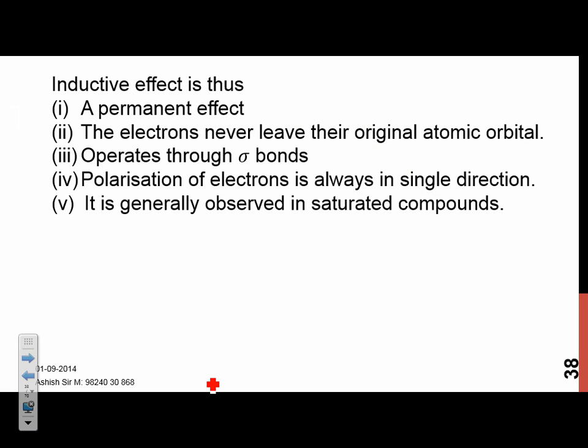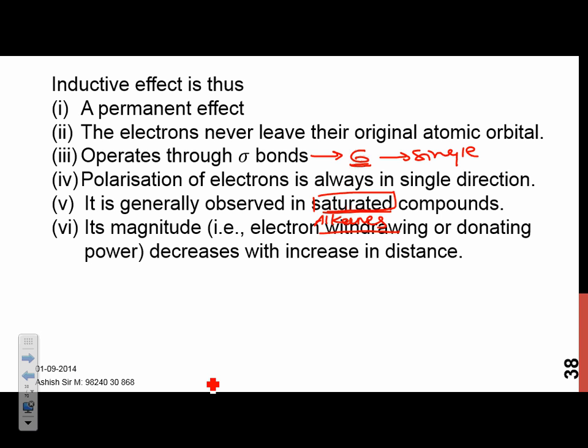Let's continue further. It is generally observed in saturated compounds. Yes, because it is only in sigma bonds or single bonds. So single bond compounds are always known as saturated compounds, or rather say alkanes. Its magnitude, that means either electron withdrawing or donating, decreases with increasing distance. We have learned that as the number of carbons increases, the magnitude decreases. Is it understood? Let's continue further.